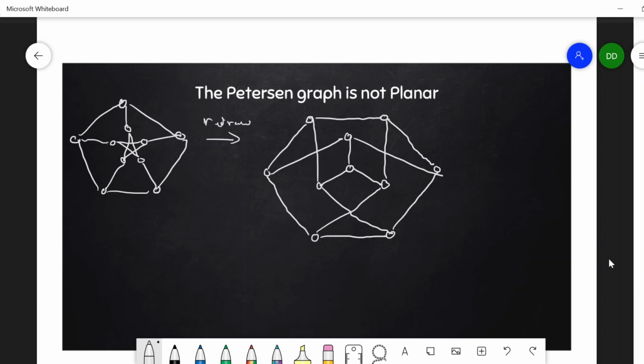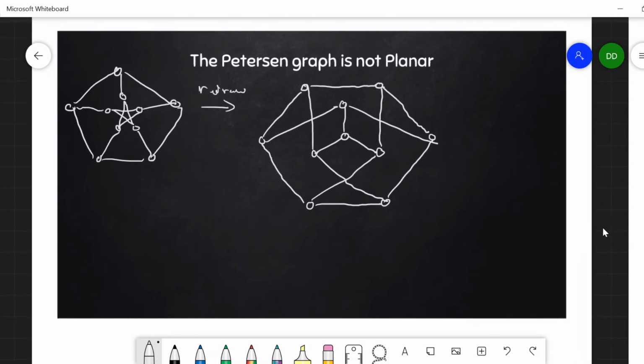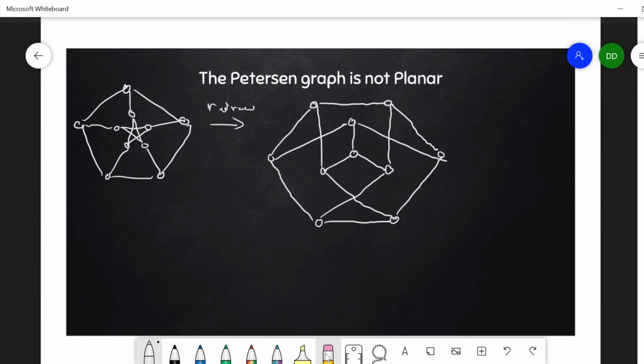Well, what I'm going to do is delete some edges here. I just need to find a subgraph, so that means I can delete vertices, I can delete edges, and then look for subdivisions. I'm going to delete this central vertex. So here we have this graph, and now I claim that this is a subdivision of K3,3. So let's look for a subdivision of K3,3.